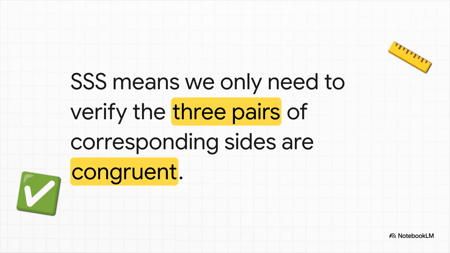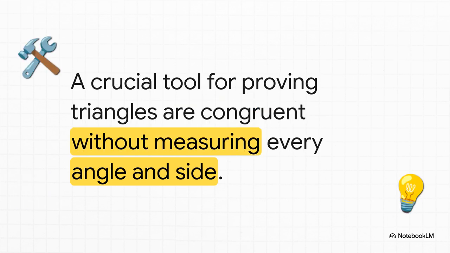Instead of checking 6 different relationships, SSS tells us we only need to confirm 3, the 3 pairs of sides. If the sides match, the angles are absolutely guaranteed to fall into place. And that's why SSS is such a huge deal in geometry. It gives us this really clean, efficient way to prove things are congruent without having to pull out a ruler and a protractor for every single little piece. It's a powerful tool for building logical arguments.